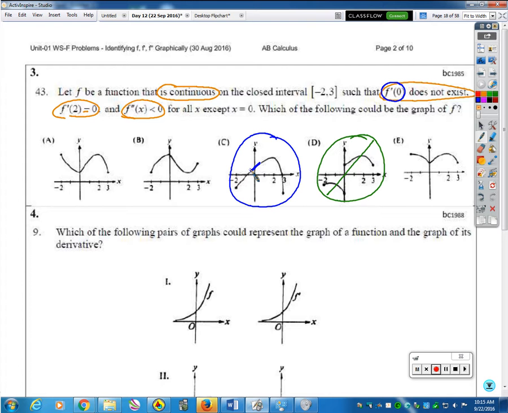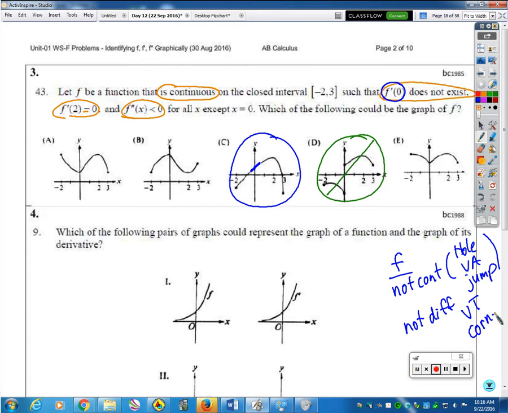So F prime of 0, if that doesn't exist, if it says F prime of 0 does not exist, what I know, Sarah, is that the function f is either not continuous, so the function f would have to have a hole, vertical asymptote or jump, okay? Or the function is not differentiable, meaning it has a vertical tangent or a corner. So I'm looking for functions that have these characteristics. Did that make sense? Yeah. Good. What else?